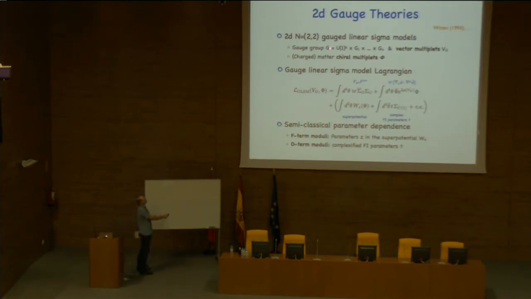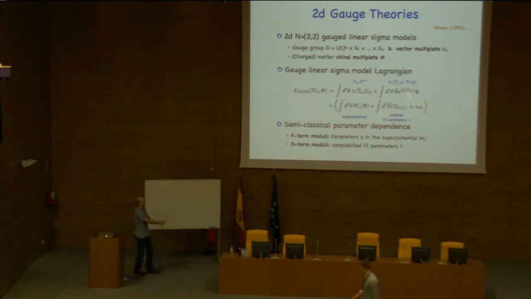And associated to this gauge group in these (2,2) theories, we have a vector multiplet. In addition, what we would also like to specify are the charged matter chiral multiplets. And then in this context, what we have is a gauged linear sigma model Lagrangian, which in superspace takes this typical form. We have a kinetic term for the twisted chiral multiplets, and we have a kinetic term for the matter multiplets, and then we have some moduli-dependent terms. We have a superpotential interaction in general, which depends on some moduli.